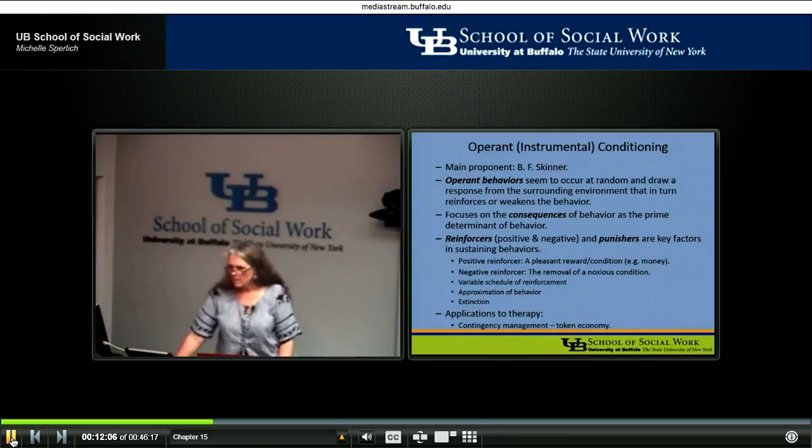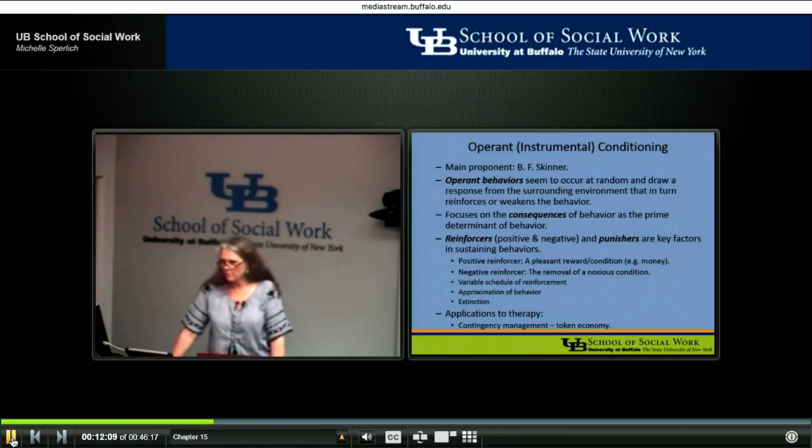So that brings us back to operant conditioning, the main proponent being B.F. Skinner. And this is where operant behaviors seem to occur at random and draw a response from the surrounding environment that in turn reinforces or weakens the behavior. So here we're focusing on the consequences of behavior as the prime determinant of behavior. So this is where we have our reinforcers, our positive and negative reinforcers, and punishers as sustaining behaviors. So a positive reinforcer would be a pleasant reward or condition, money, a gold star, whatever it is. A negative reinforcer would be the removal of a noxious condition.